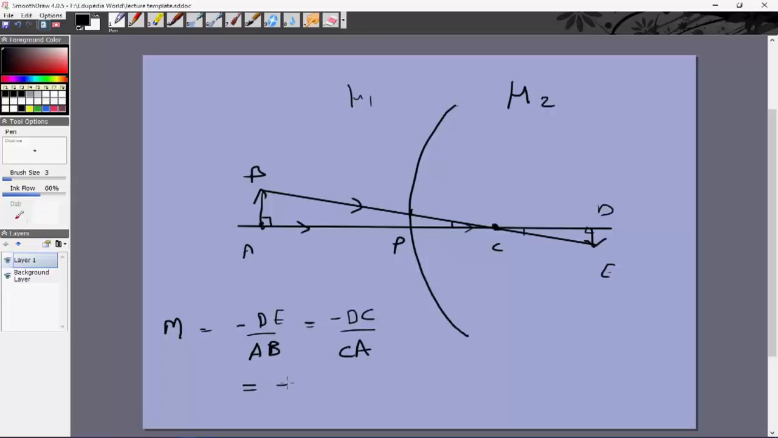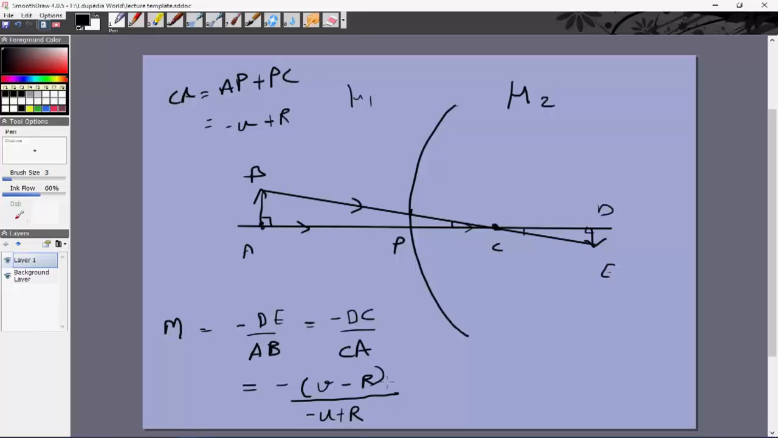Now we can write this as negative of DC will be DP minus CP. What is DP? DP is V minus, what is CP? CP is R. Divided by, now CA will be the tricky one. CA is equal to AP plus PC. What is AP? AP is minus U. U is negative but AP is positive, right? So AP is minus U. What is PC? PC is R. So plus R. Right. So what will this give us? That gives us minus U plus R.